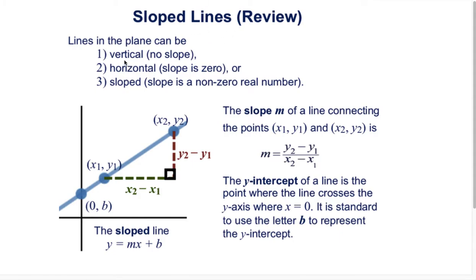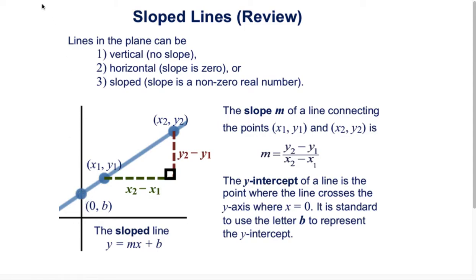Sloped lines. Vertical lines have no slope, or the slope is undefined. Horizontal lines have a slope of 0, and the ones that are slanted, whether increasing from left to right or decreasing from left to right, are named sloped lines. The slope is calculated as m is equal to y sub 2 minus y sub 1 over x sub 2 minus x sub 1. And the y-intercept is the point where it crosses the y-axis.